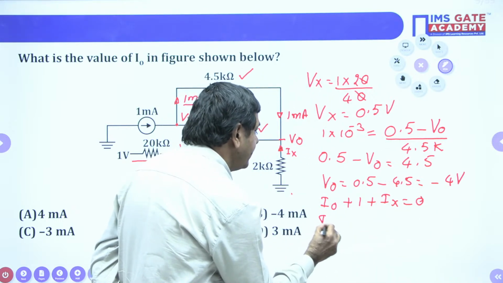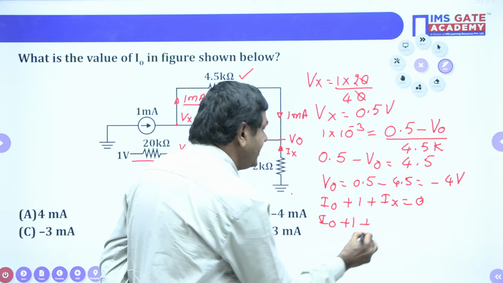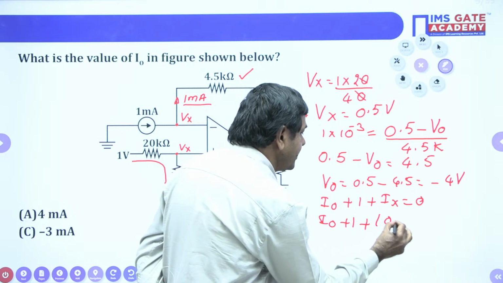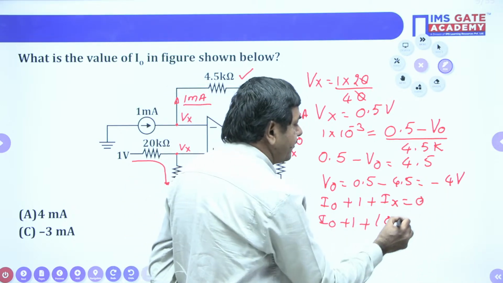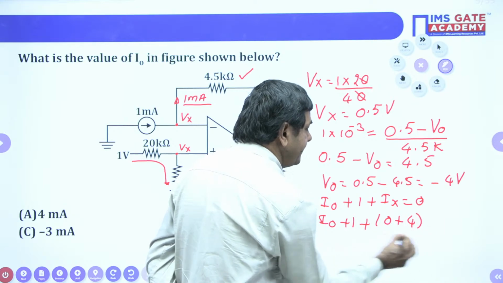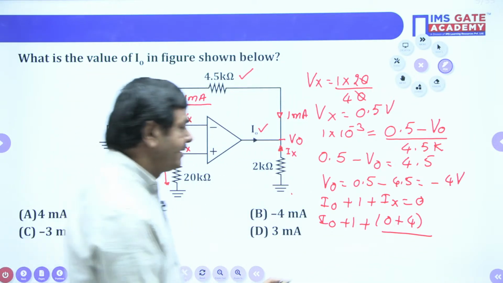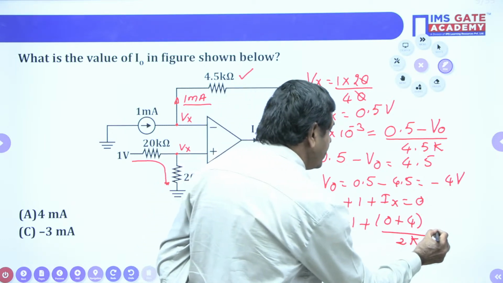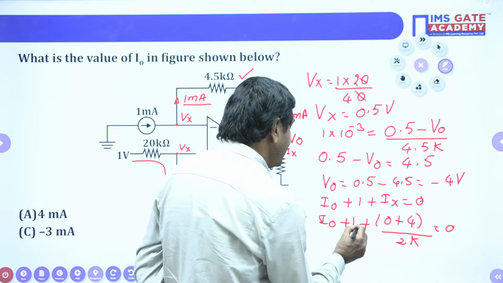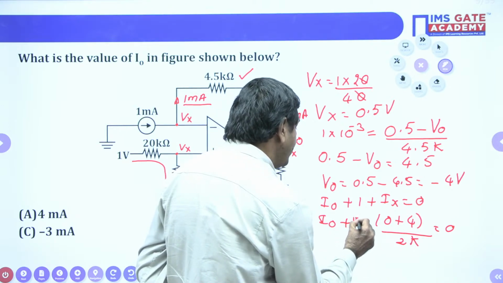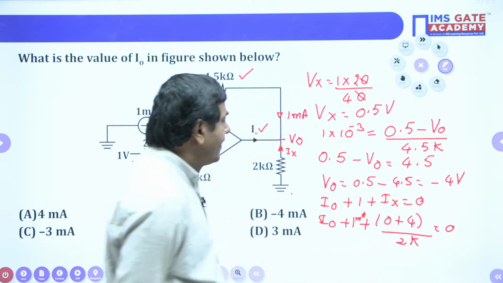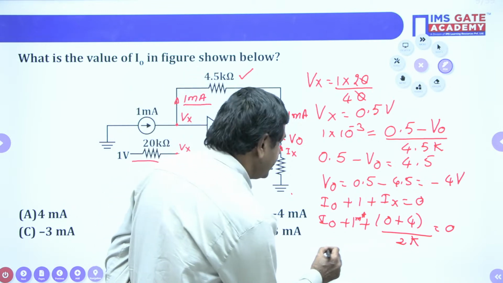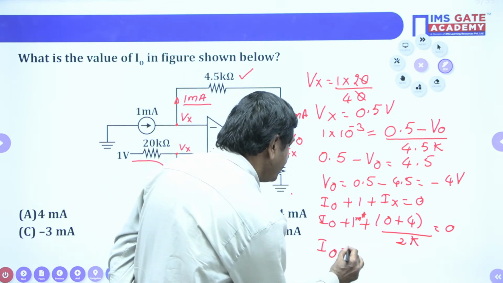So I naught here plus 1 here. Ix is nothing but 0 minus V naught, and V naught is minus 4, so minus minus plus 4, divided by the resistance, which is 2K. This is equal to 0. Anyhow, this also exactly means 1 milliampere, as I said. This is 1 milliampere only. Understand my point now? This is the 1 milliampere we have. Now we can get the answer: I want to find I naught plus 1 milliampere.